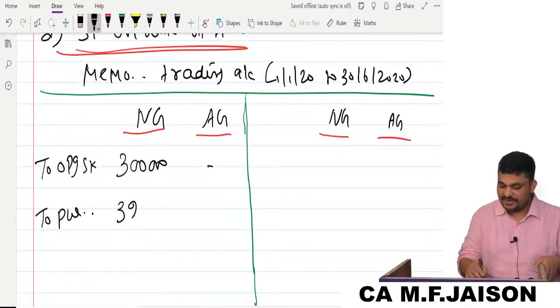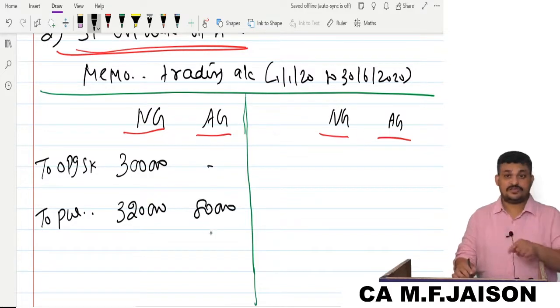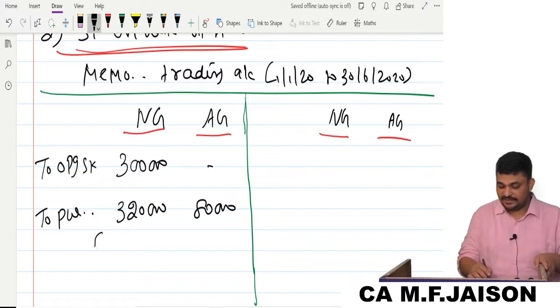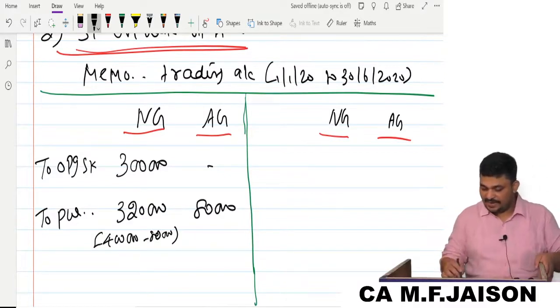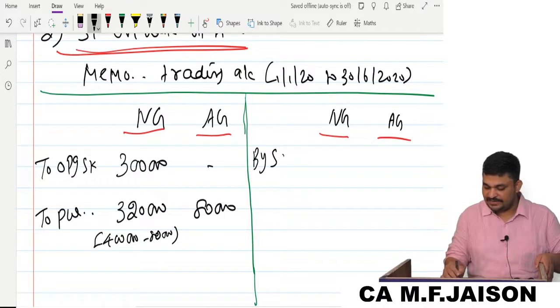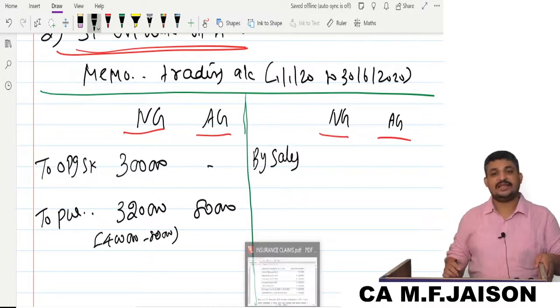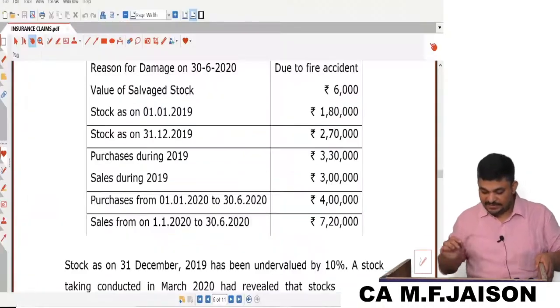Here it is only 3,20,000. This is 80,000 given in the question. Where did you get the information? So here this number is 4 lakhs minus 80,000, which is how we got 3,20,000. Similarly, my dear friends, we have sales. If you take sales, the question tells total sale is how much? 7,20,000. We understand that.